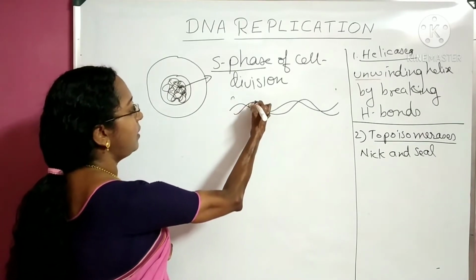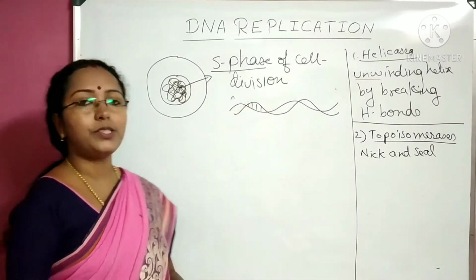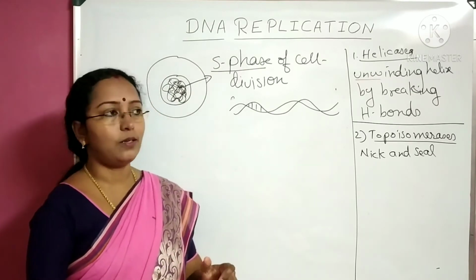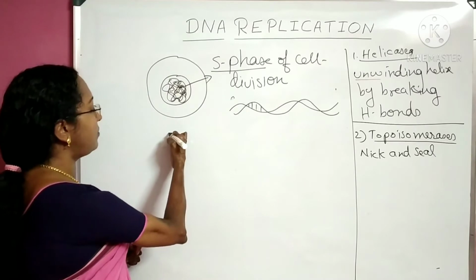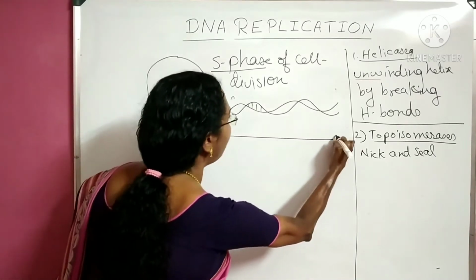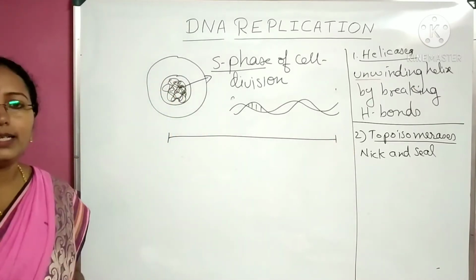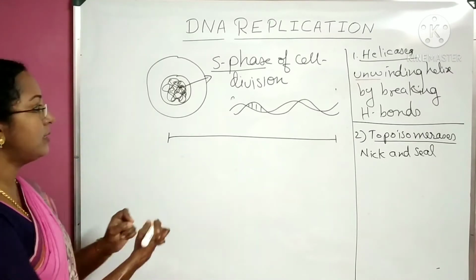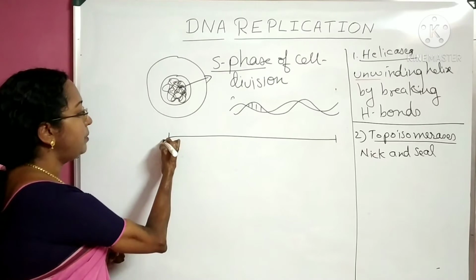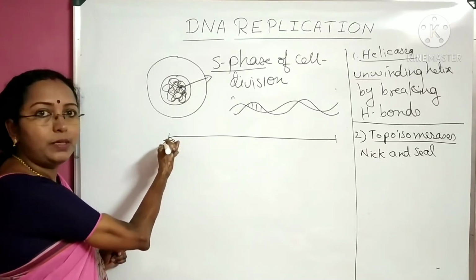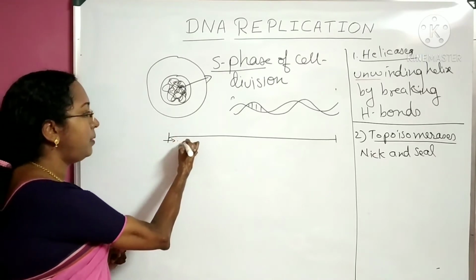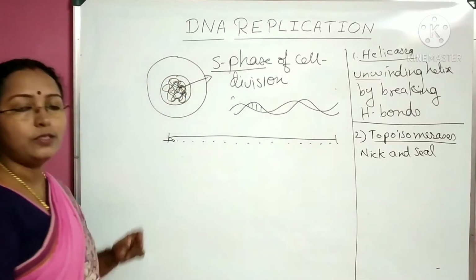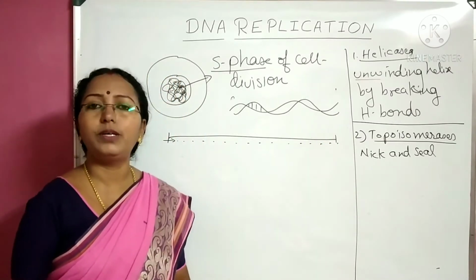Imagine this is the area where DNA replication has begun. See, why I have taken this area is because DNA strand, as we have learned, is a very long strand. It is approximately 2 meter long DNA. And if an enzyme is going to start the DNA replication process from here, it will take a long time to reach the other end. To complete this process, it will take a very long time.